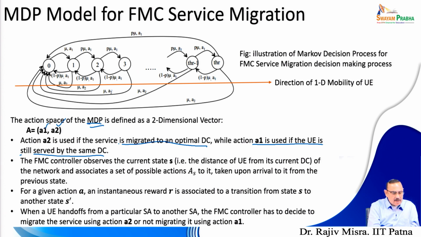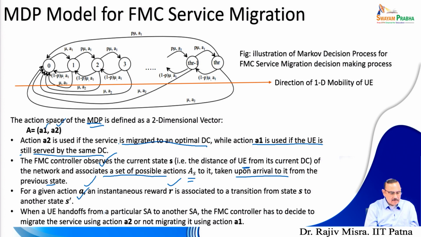So, the FMC controller observes the current state, that is the distance of the UE from the current data center of the network, and associates the set of possible actions, that is A(S), to take, upon arrival from the previous state. Now, for a given action A, an instantaneous reward is associated to the transition from state S to another state S prime.